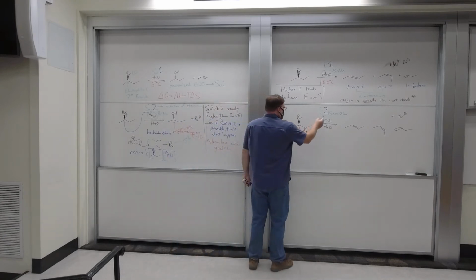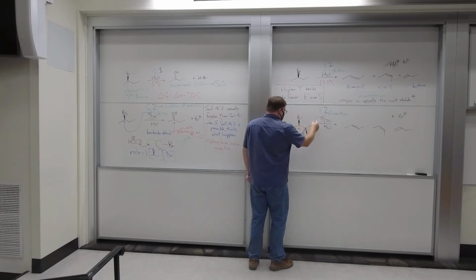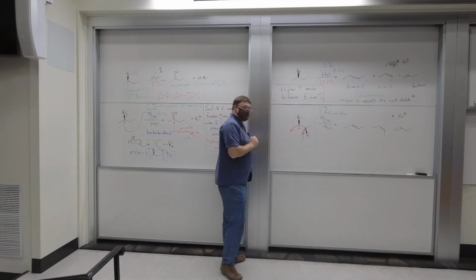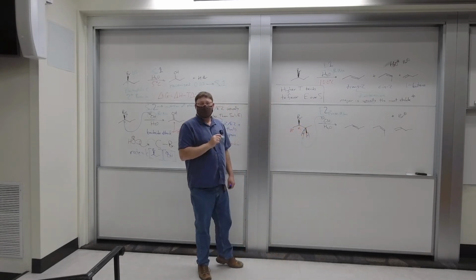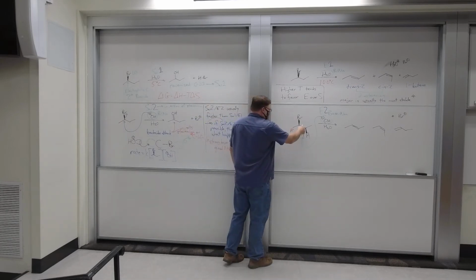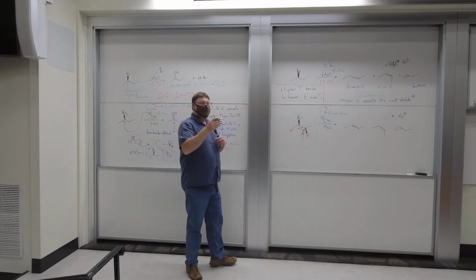So the hydroxide, we need to remove one beta hydrogen. We need to make a pi bond. We need to break the carbon-bromide bond. So O minus is going to grab a beta hydrogen. That's the proton transfer of the acid-base reaction. The electrons in the C-H bond are going to make our pi bond.